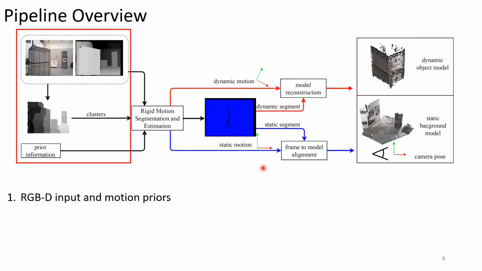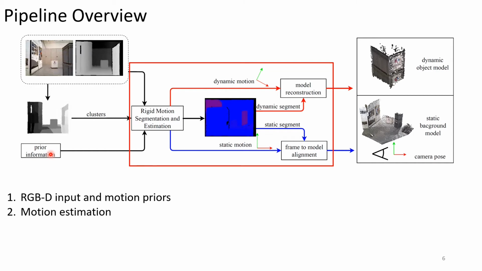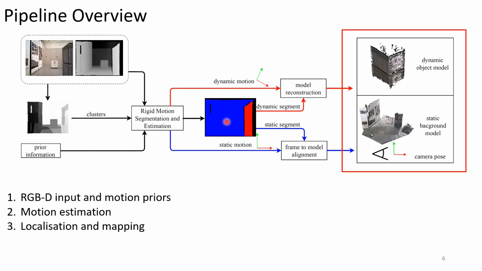To achieve this goal, our pipeline takes RGB images as input and over-segments them into clusters to reduce computation complexity. Then, with the motion priors from robot proprioception, we further separate rigid bodies with different motions and track them independently. Finally, the static segment, which is marked blue, is used to reconstruct the static background, while the dynamic segment is used to model the dynamic object.